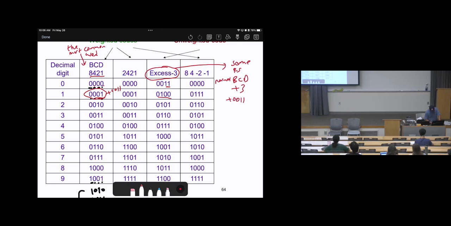And so on, like 0100 plus 0011, it will be 0111. Okay? These are new definitions for us, so again, you are not required to memorize the content, but you need to know how we deal with this. Like XS3, the same as BCD plus 3. BCD code 8421, you need to know how to use it. BCD code 2421, you need to know how to use it. Just know how to use it.